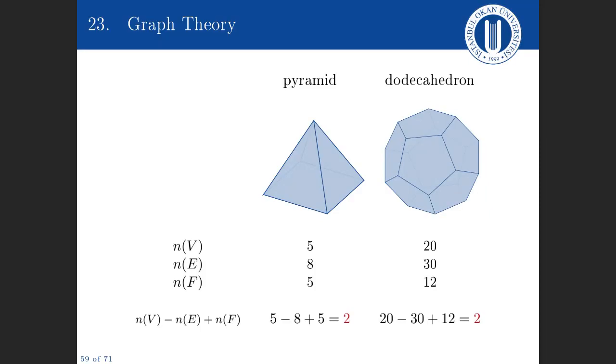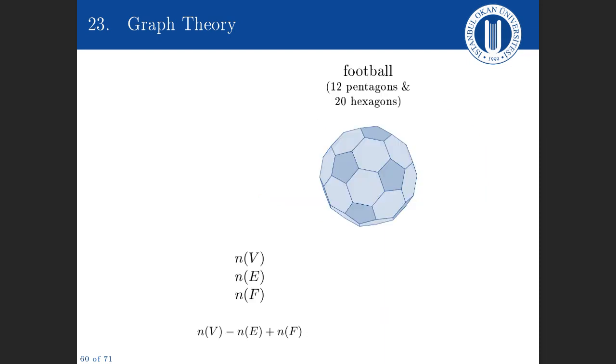Euler's formula, 20 minus 30 plus 12 gives us 2 again. That's 4 shapes in a row, and we've always got 2. That's suspicious. Let's look at a football, an old type of football. I have 12 pentagons and 20 hexagons. How many vertices are there?